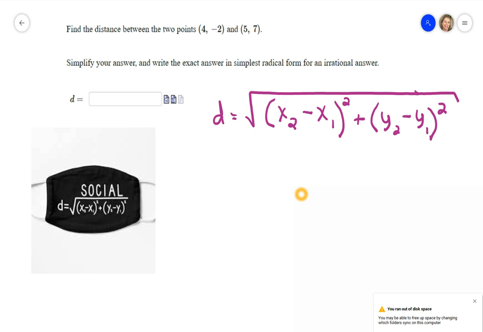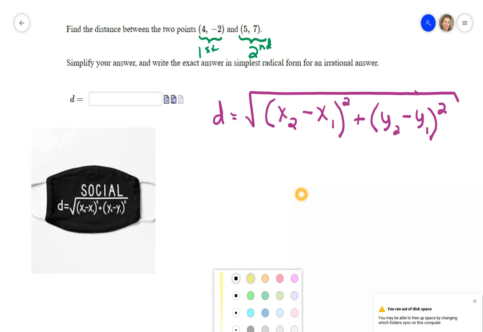Now, it really doesn't matter which point you call the first point and which point you call the second point, but with the way I'm looking at it, this here to me looks like the first point, and this is the second point in my head. But it doesn't really matter which one you call which. I just have to get them in the right spots.